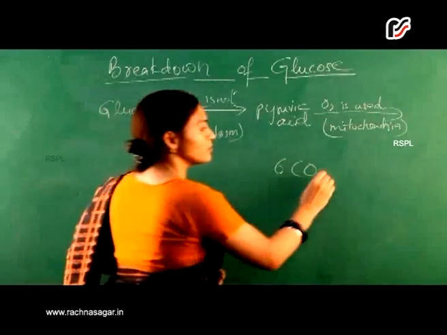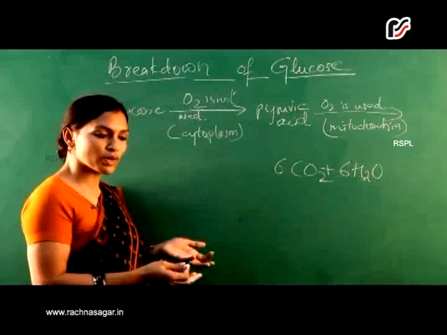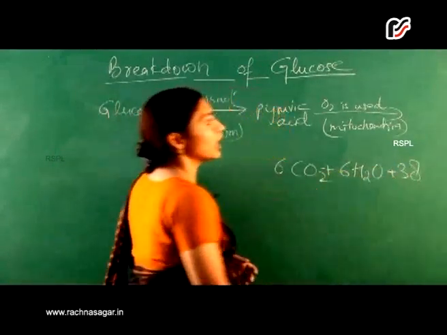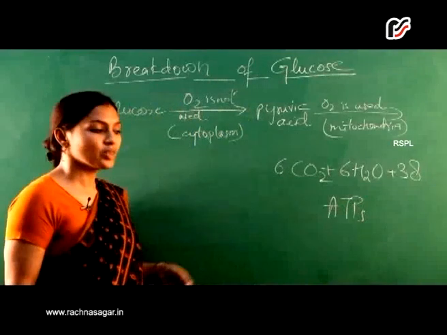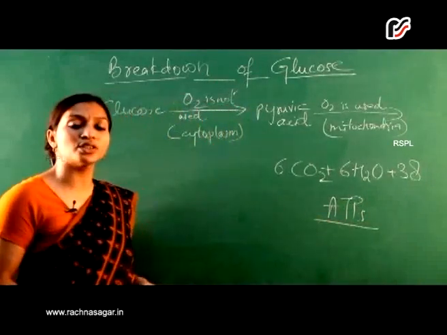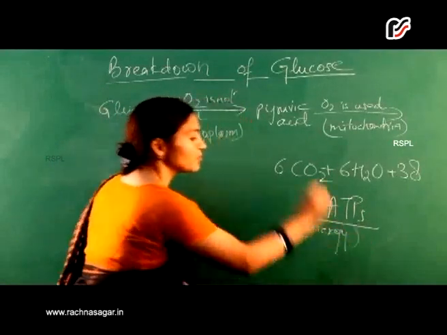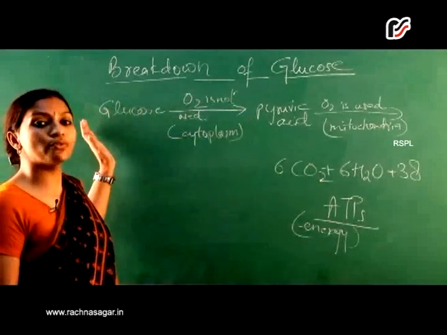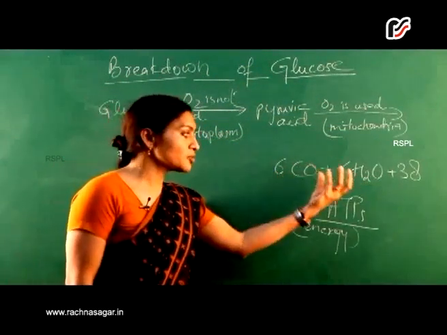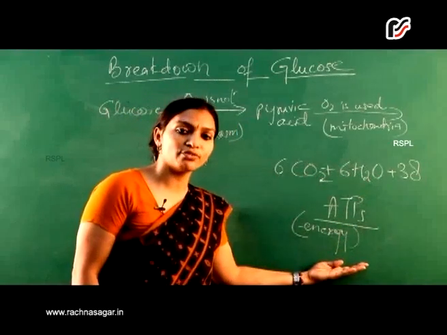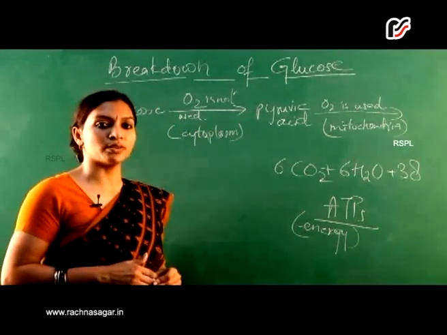Now this pyruvic acid completely breaks down and forms 6 molecules of carbon dioxide, 6 molecules of water, which are normally released out, along with 38 molecules of ATPs. These are the energy currency of the body, which we can also write down as energy. So one molecule of glucose completely breaks down into 6 molecules of carbon dioxide and 6 molecules of water. Energy is liberated in the form of 38 ATPs, which is utilized in various metabolic processes.